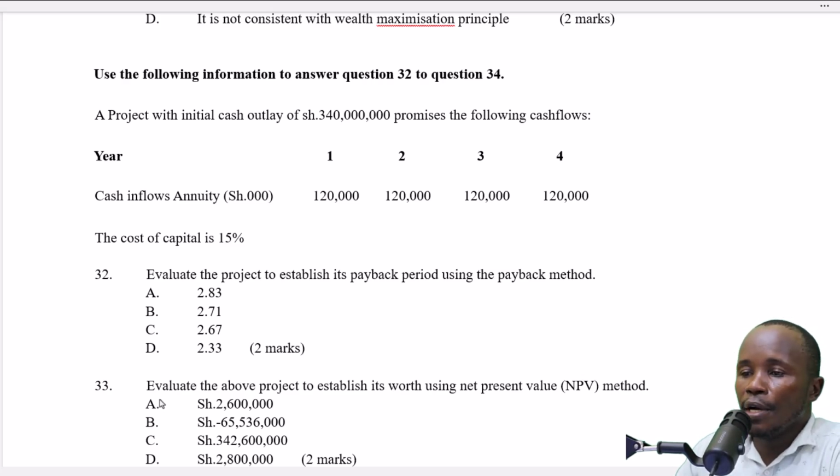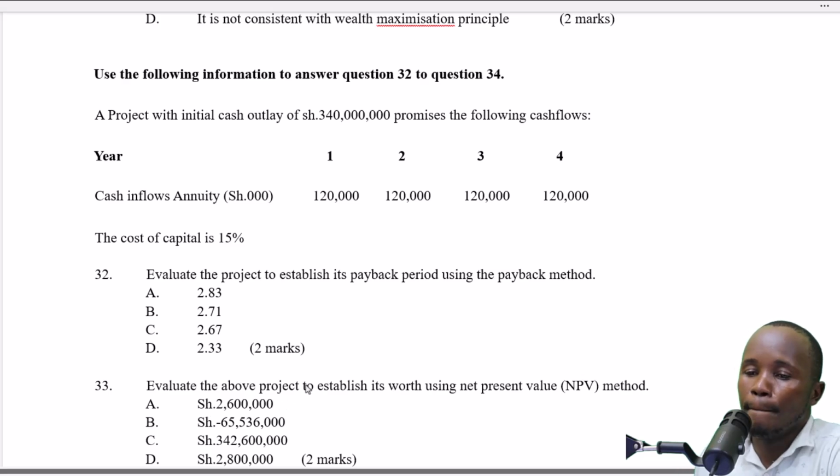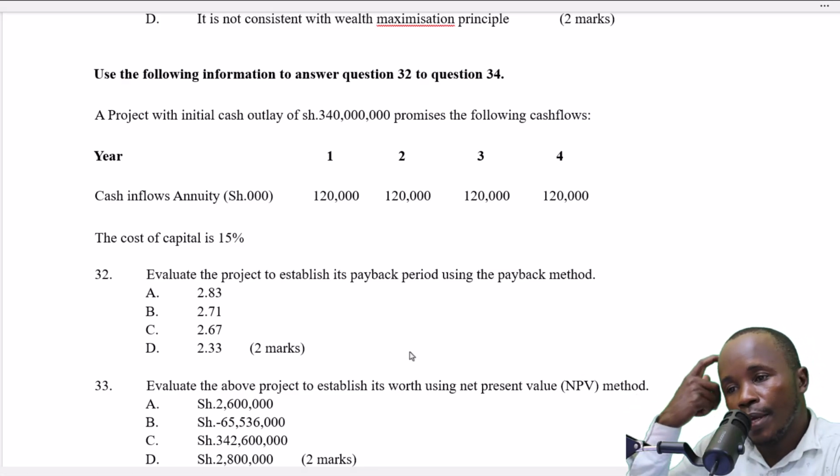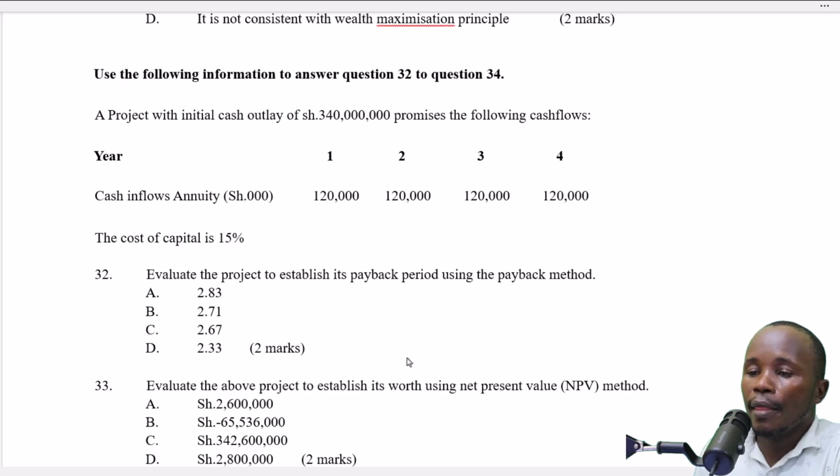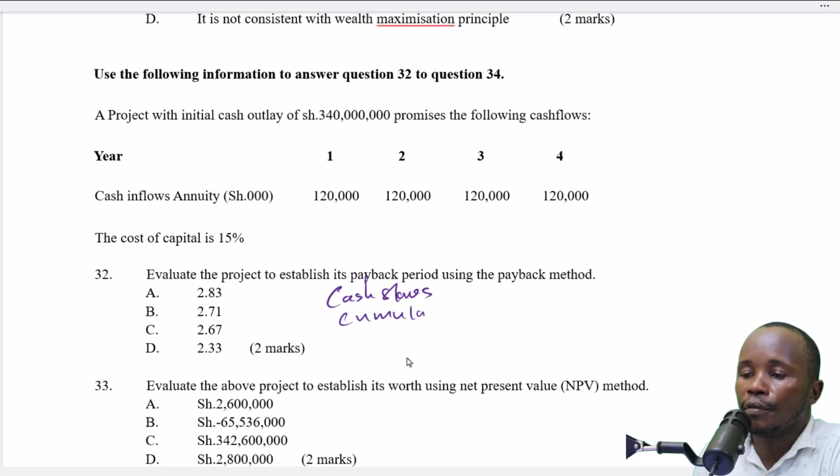Here, the examiner wanted you to remind yourself what the payback method is. The payback period refers to the period required to recoup or recover your initial investment. In this case, this person has invested 340 million. How long is he going to take to recover that money from the cash flows provided? Let's have the cumulative cash flows. Here, we shall have 120 million, 240 million, 360 million.